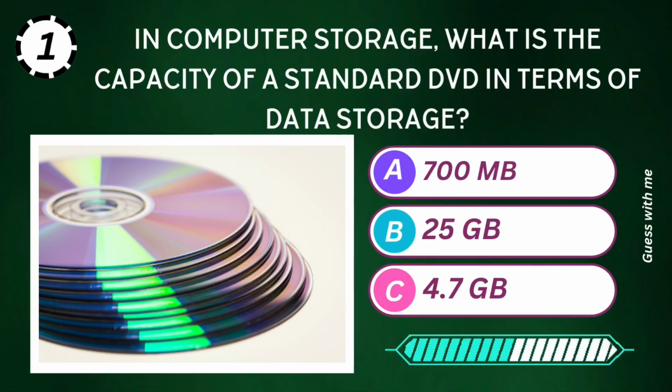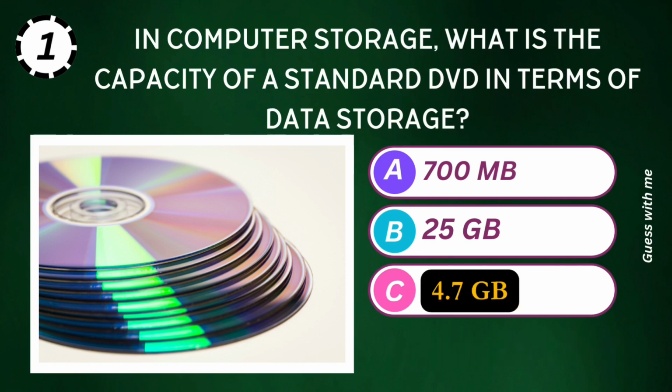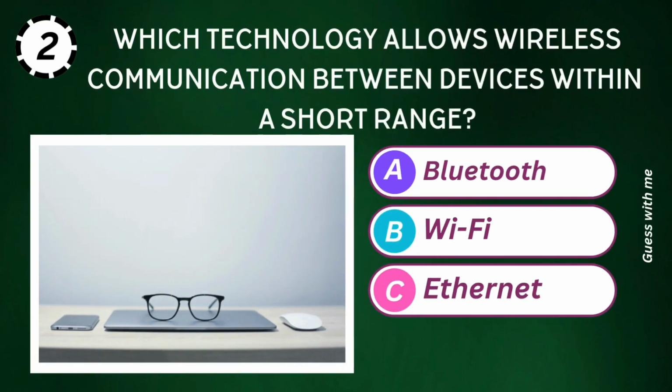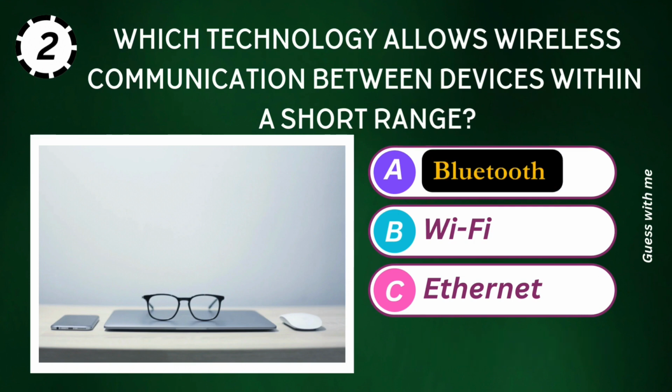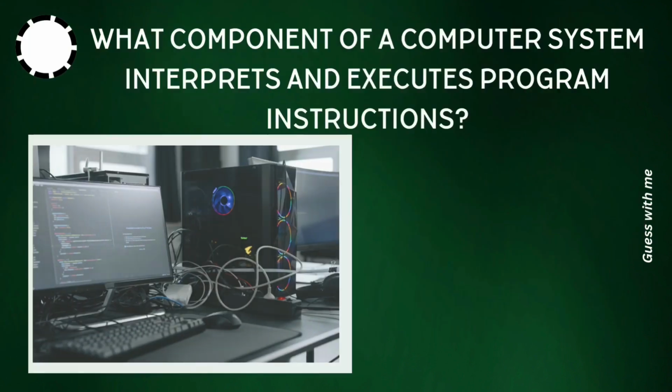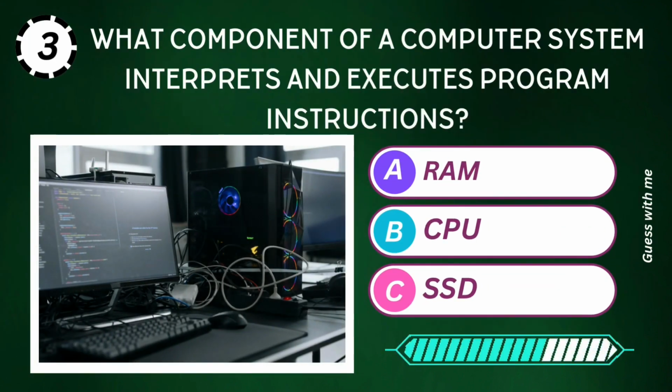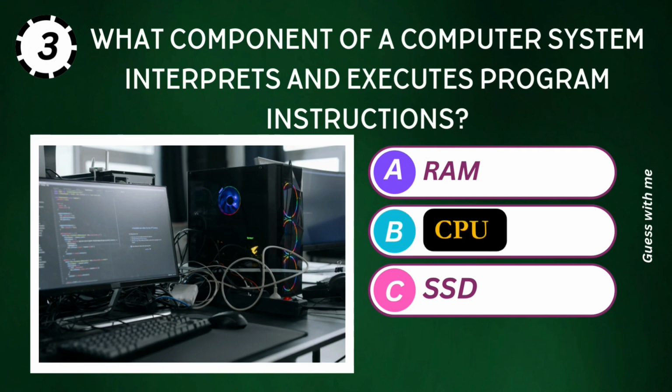Number 1. In computer storage, what is the capacity of a standard DVD in terms of data storage? 4.7 GB is the answer. Number 2: which technology allows wireless communication between devices within a short range? Bluetooth. Number 3: what component of a computer system interprets and executes program instructions? CPU.